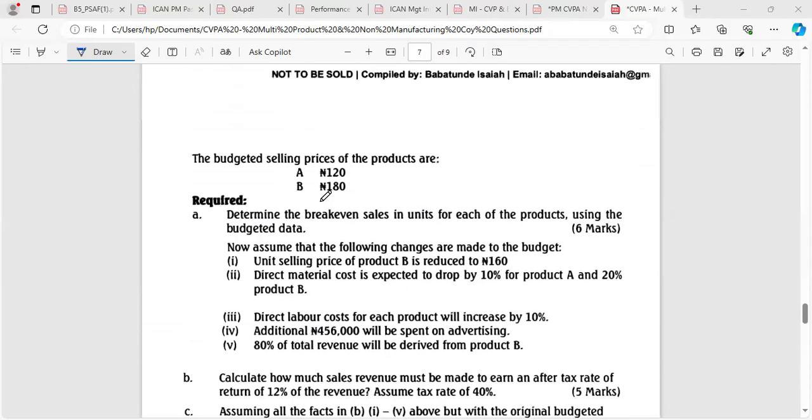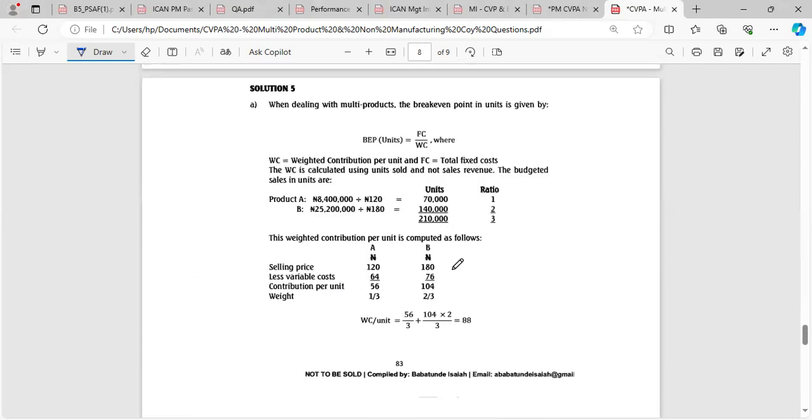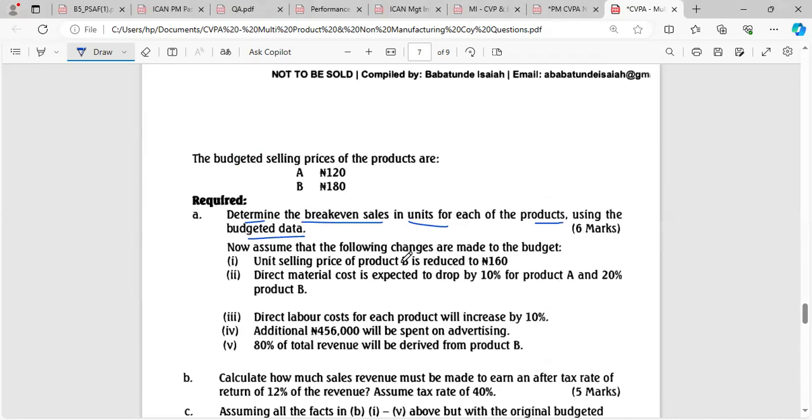So we are told to determine the break-even sales in units for each of the products using the budgeted data. So first and foremost, break-even sales in unit is simply fixed cost divided by contribution per unit. So if I read this data, I'll try to look for fixed cost and contribution per unit.